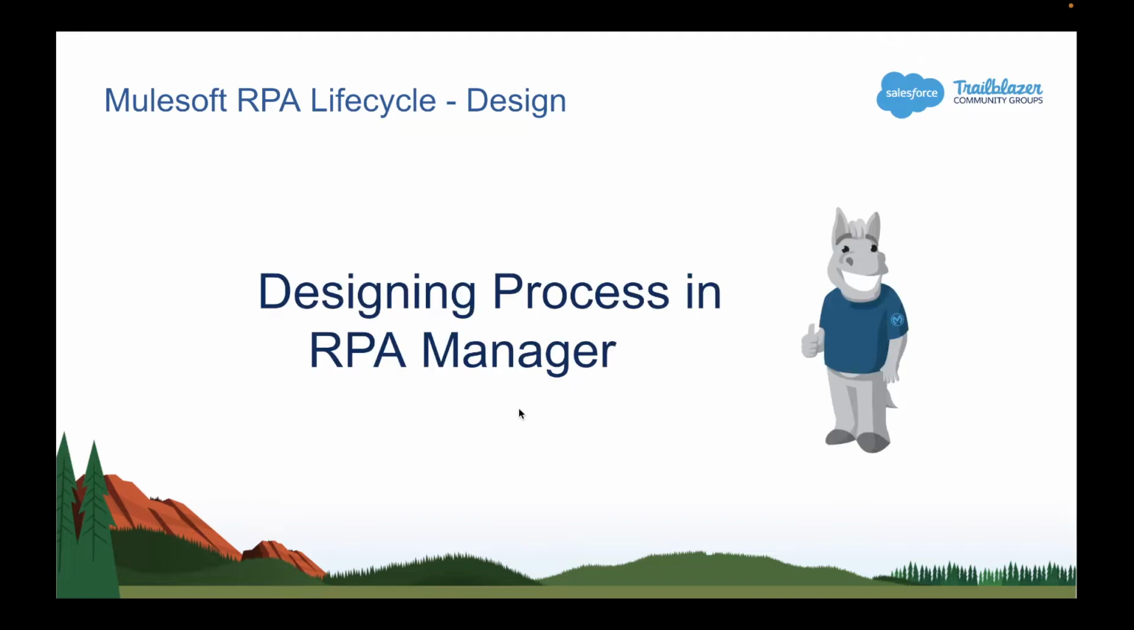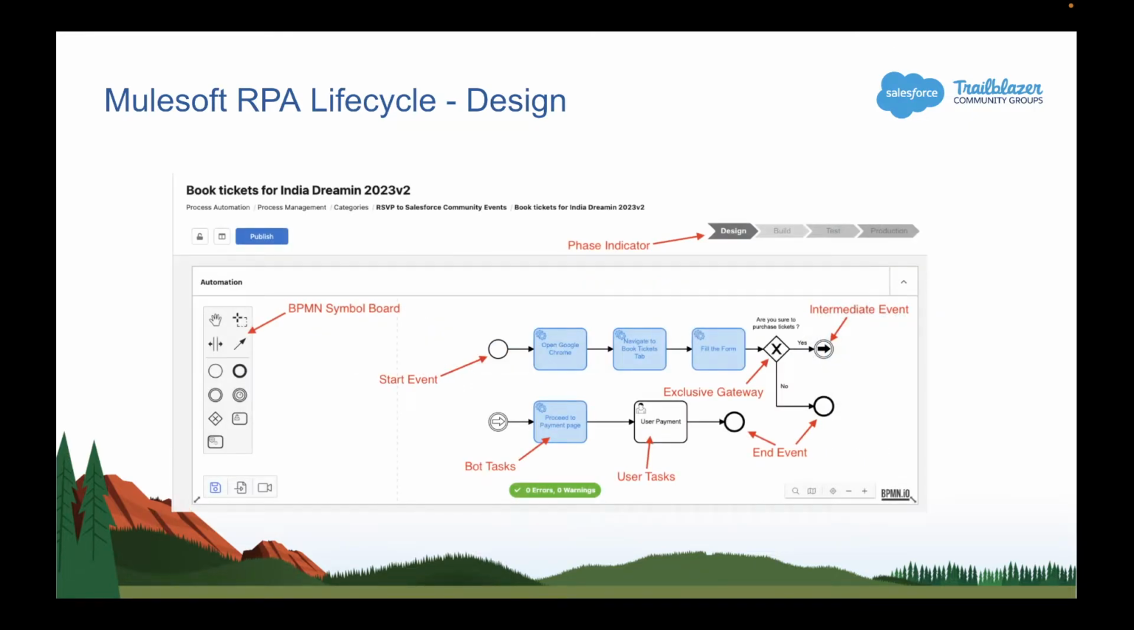Now, as discussed, there are two ways we can design our candidate RPA bot process. The first one is using the BPMN editor in our RPA Manager. The second one is using an RPA recorder. Now we will be going through the first one, which is the BPMN editor in our RPA Manager. This is a picture taken from an RPA Manager. Over here we can see this is a BPMN editor.